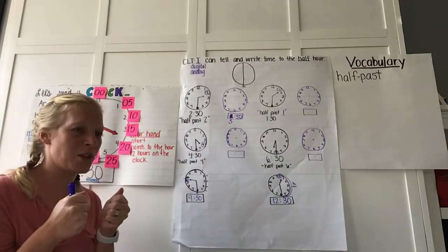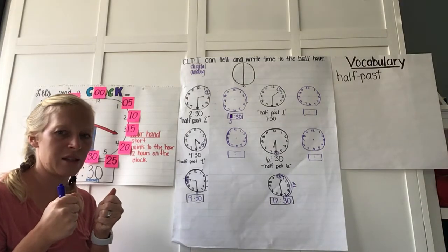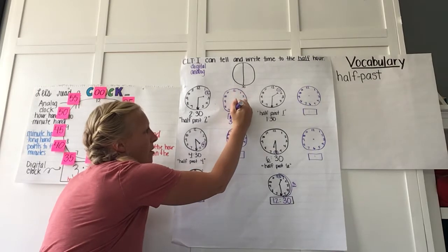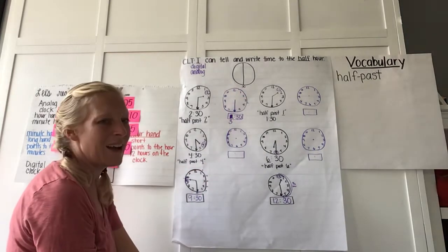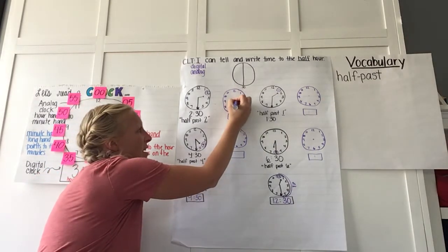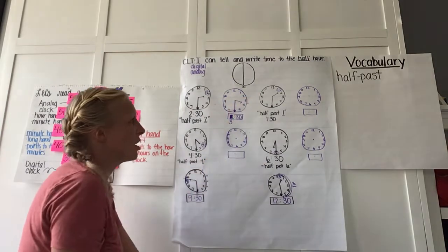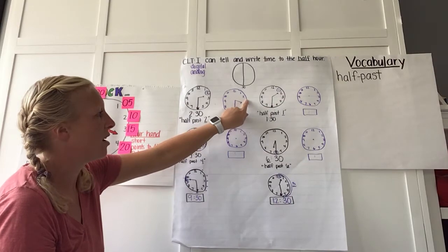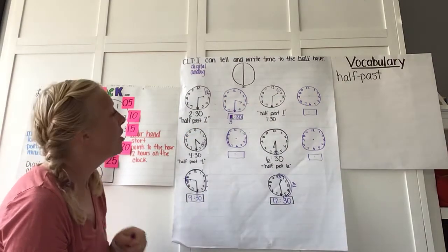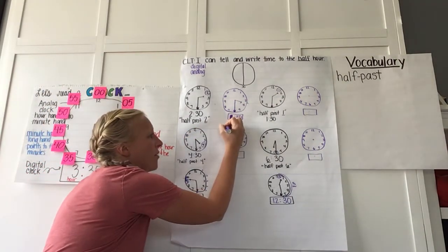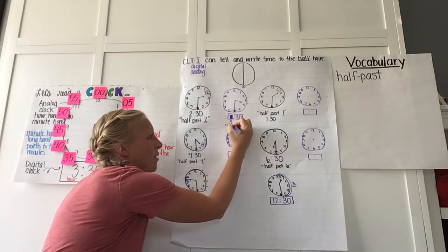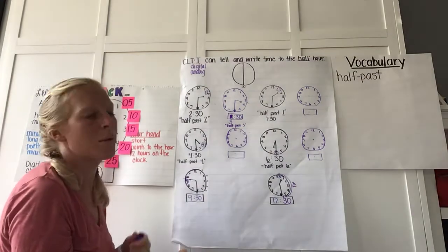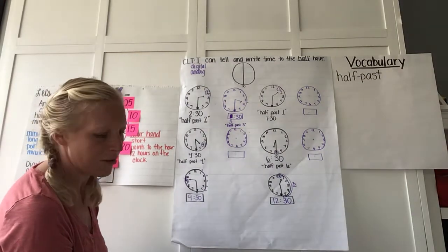Okay, hold up your clocks for me to see. Ooh, I love seeing these clocks. When I look out, I see that long minute hand reaching way down there. And I see the little one reaching right there. Why is it there and not here or right on there or right on there? Because it's half past the 3 or 3:30. Very good. Ready for the next one?